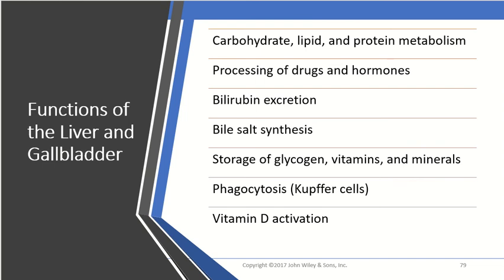So finally, looking at the functions of the liver and gallbladder together, these two things are going to be important for carbohydrate, lipid, and protein metabolism. Also going to be involved in processing drugs and hormones, as well as bilirubin secretion, bile salt synthesis, storage of glycogen, vitamins, and minerals, as well as phagocytosis by those Kupffer cells, as well as vitamin D activation. So all of these things are going to be very important functions that the liver and gallbladder are going to achieve in one way or another.